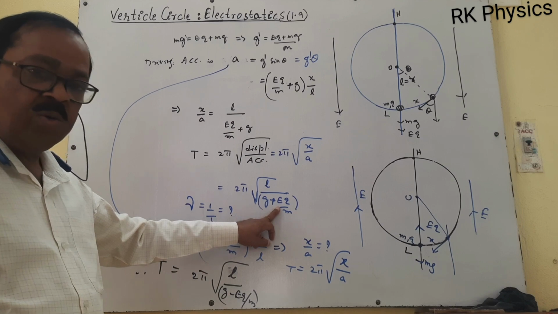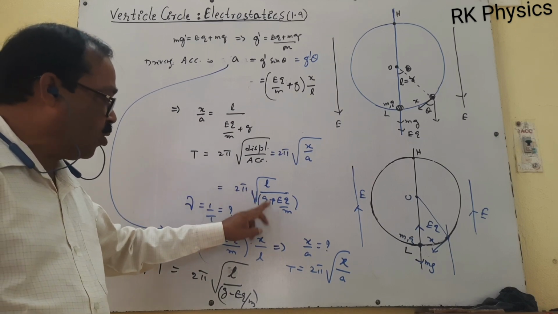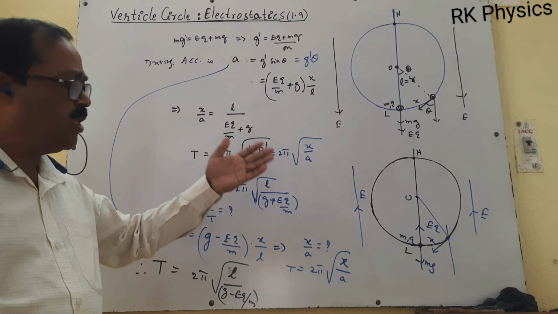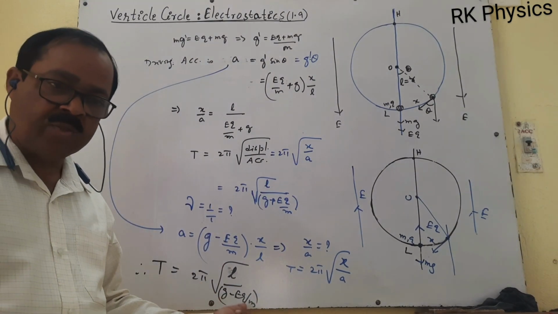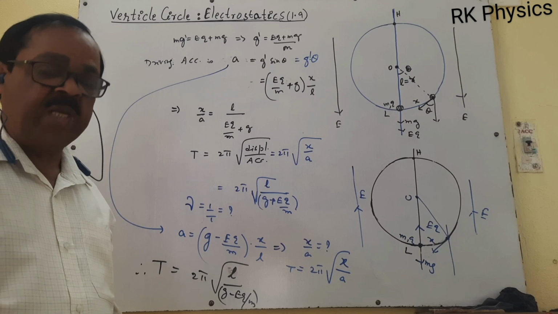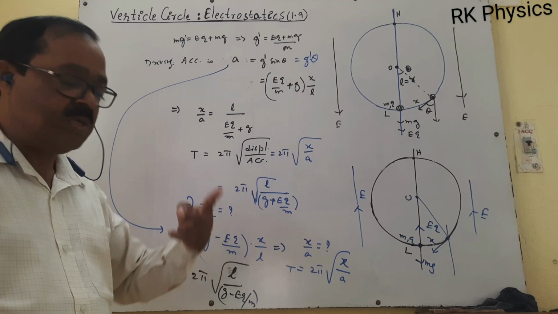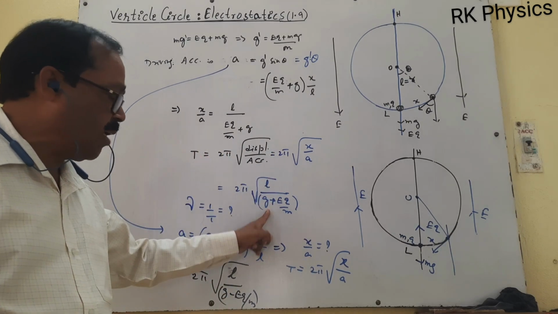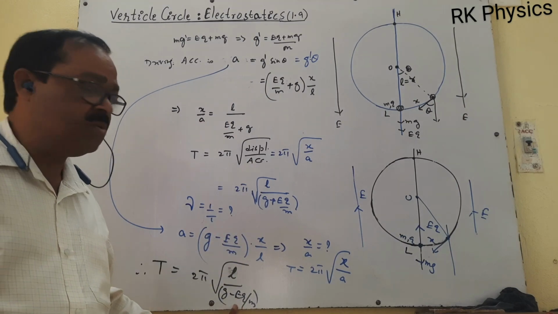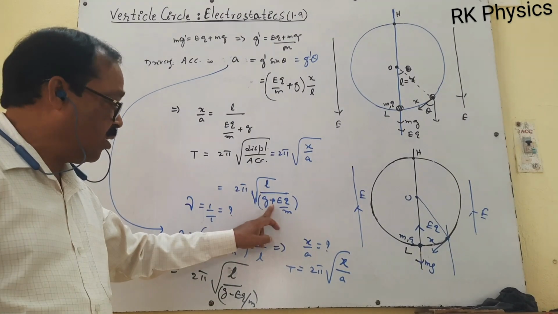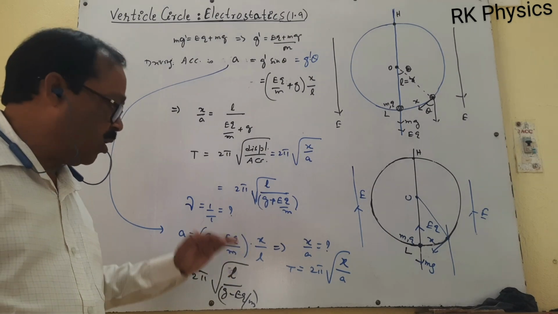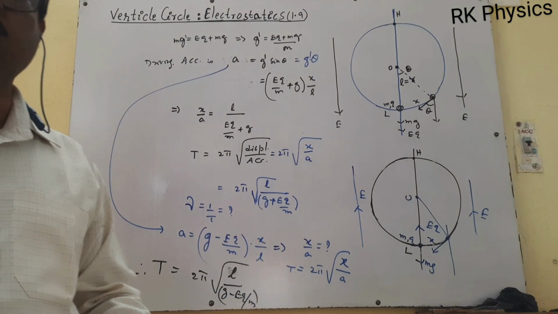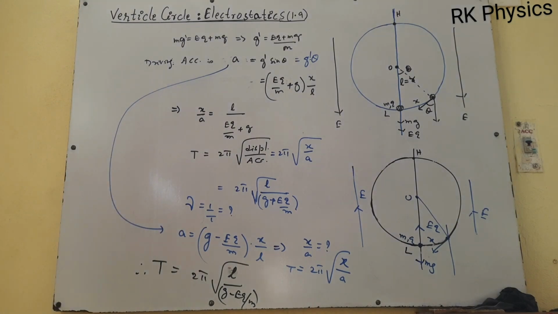Electric field is 0, so T equals 2 pi root over L by g. That means if there is no electric field, the time period formula is 2 pi root over L by g. If there is an electric field vertically up, this is the time. If vertically down, this is the time. Sorry, this is the vertically down and this is the vertically up. Accordingly, you can calculate the frequency.